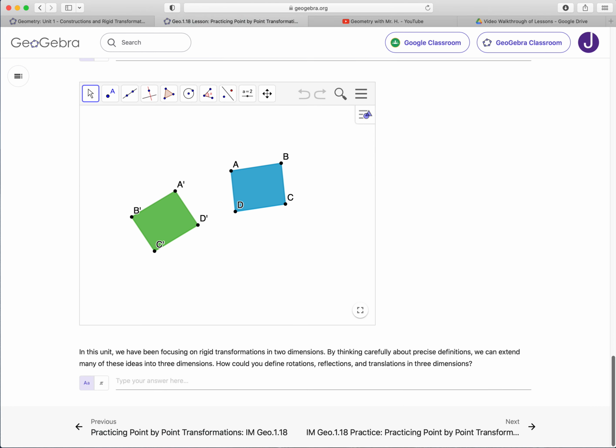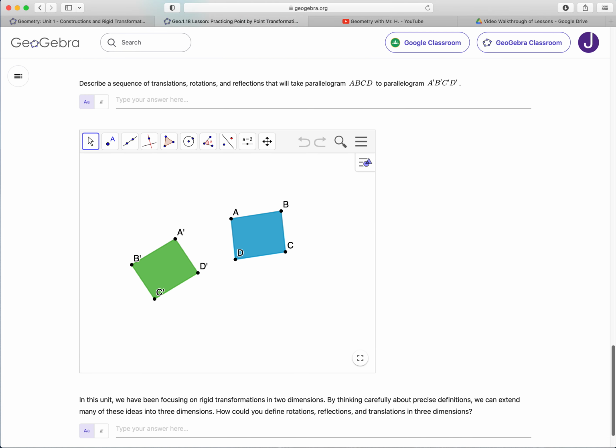Great. All right. Describe a sequence of translations. So we have to do another one. Okay? So here we go. Again, blue one to green one. This time, oh, this time we have to do something different, right? Because if I move D to D prime, right, and then A moves over to A prime, it's not going to be covering it. So there's going to be a reflection involved, right? So there's going to be an extra step.